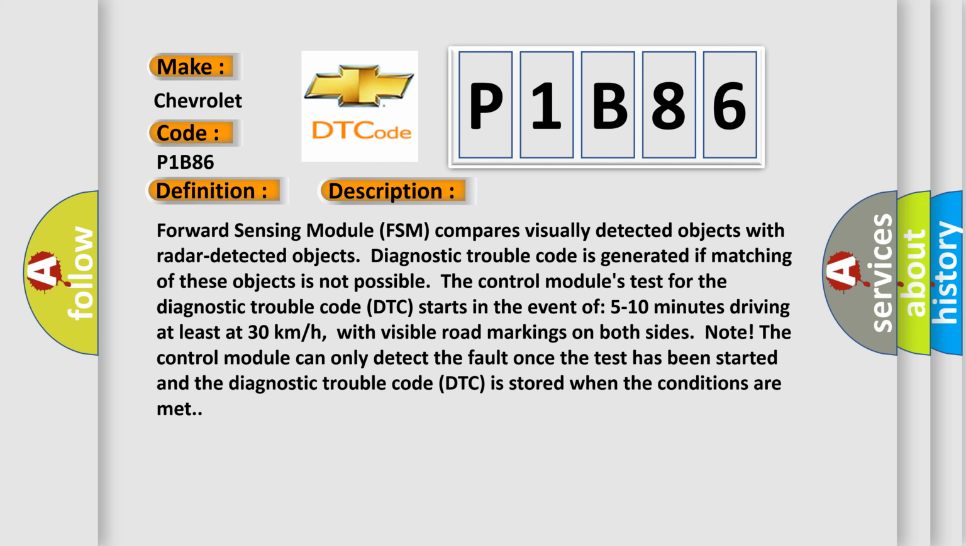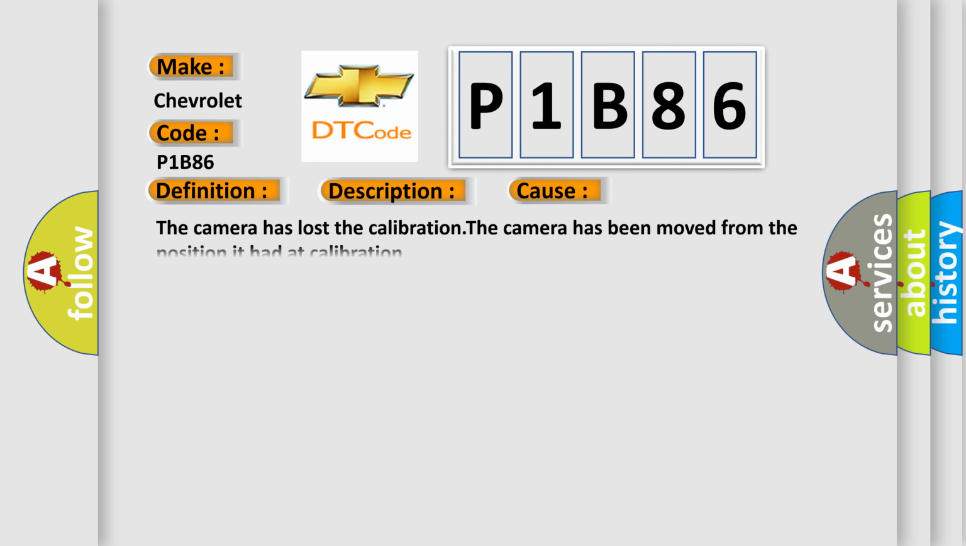The Control Module's test for the Diagnostic Trouble Code DTC starts in the event of 5 to 10 minutes driving at least at 30 km/h, with visible road markings on both sides. Note. The control module can only detect the fault once the test has been started, and the Diagnostic Trouble Code DTC is stored when the conditions are met. This diagnostic error occurs most often in these cases. The camera has lost the calibration. The camera has been moved from the position it had at calibration.